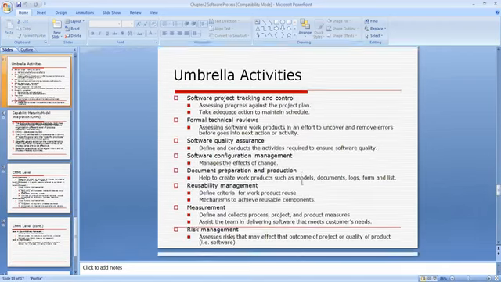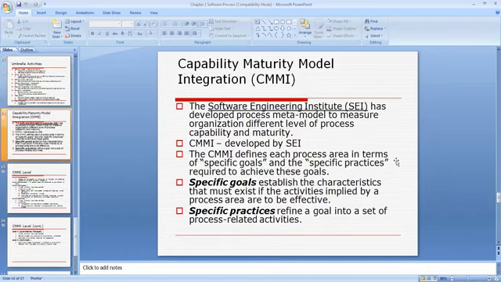So how many levels are there? In CMMI there are 5 levels. What are those levels? Level 1, level 2, level 3, level 4 and level 5.